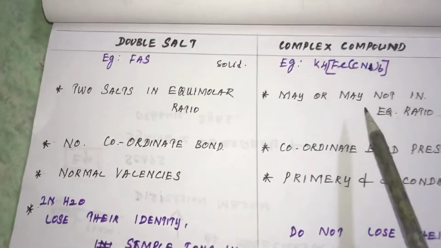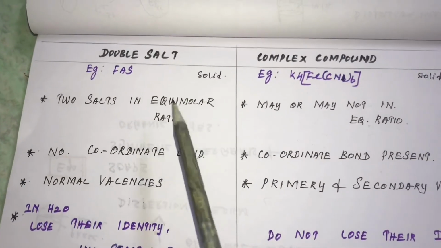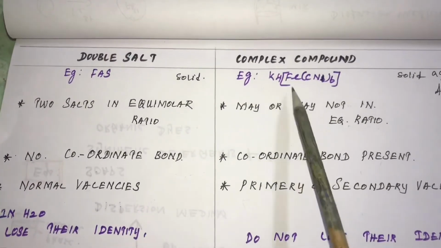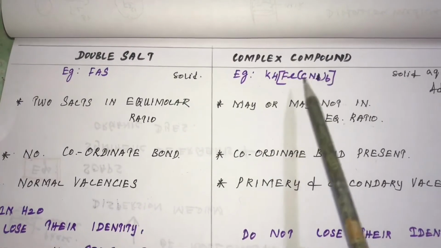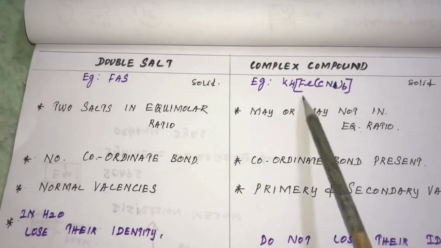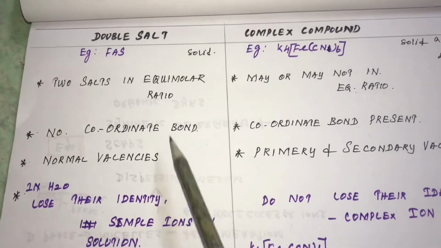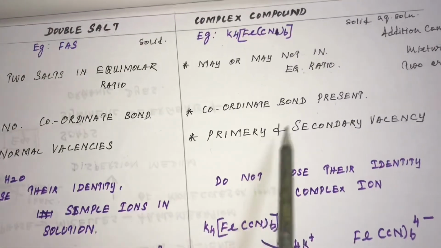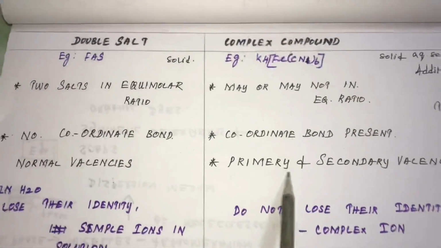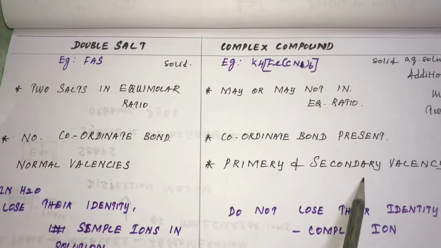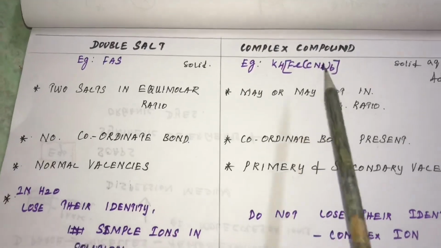Next, there is no coordinate bond in a double salt, but in a complex compound a coordinate bond is present between the central metal atom and the ligands donating electrons. In a complex compound there are primary valency and secondary valency. Primary valency corresponds to the oxidation state, and secondary valency corresponds to the coordination number.